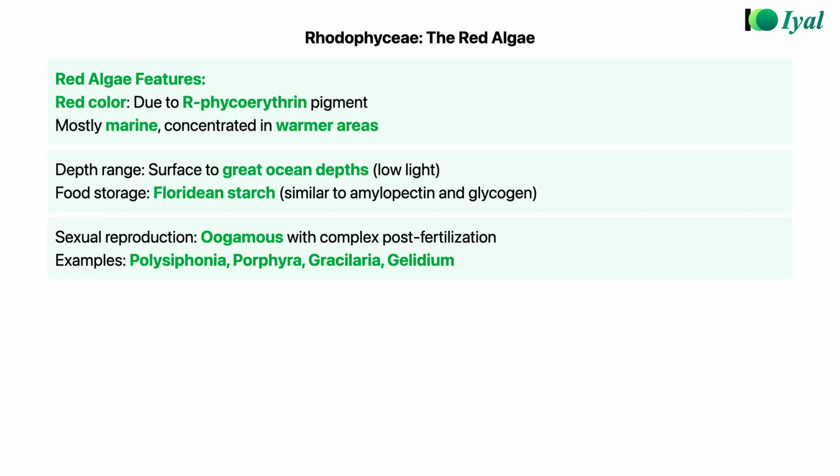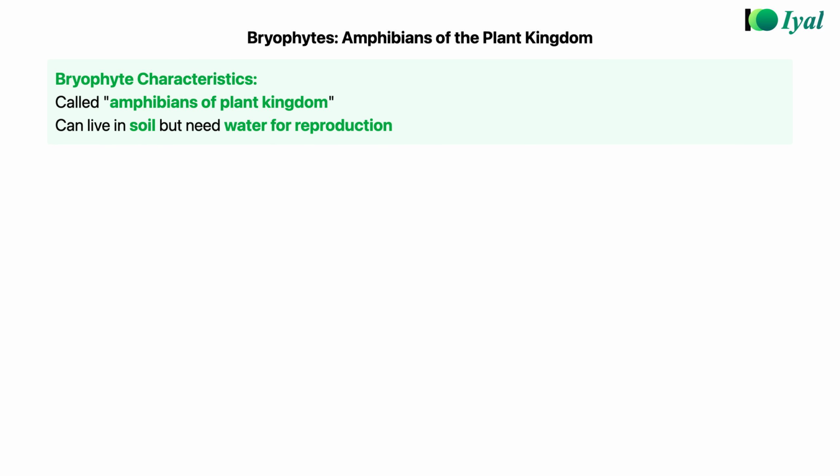Note that both their spores and gametes are non-motile, which is different from other algae. Common members include Polysiphonia, Porphyra, Gracilaria, and Gelidium. Remember, we get agar from Gelidium and Gracilaria. Now let's move on to Bryophytes.